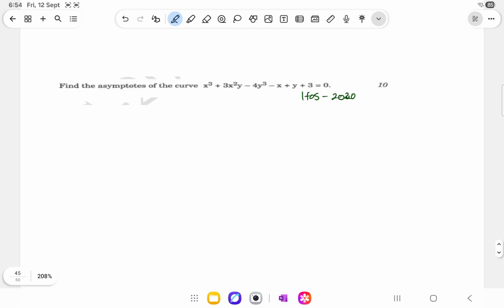The next question says to find the asymptote of this curve. The given curve is basically x cube plus 3x square y minus 4y cube minus x plus y plus 3 equals to 0. So first thing that we do is we'll check if there is any asymptote parallel to x-axis and y-axis.